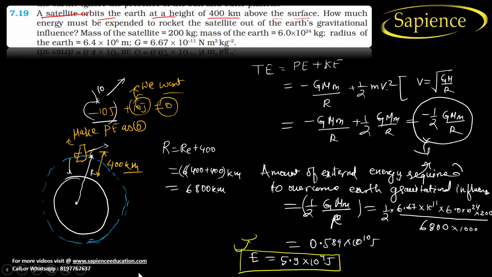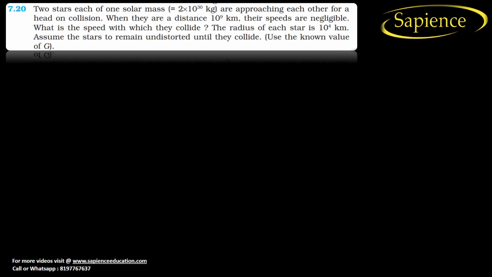Now let us move on to the next question, 7.20. This is the chapter Gravitation. Two stars, each of one solar mass, that is 2 into 10 power 30 kg, are approaching each other for a head-on collision. When they are at a distance of 10 power 9 kilometer, their speeds are negligible, that is v can be taken as 0. What is the speed with which they will collide?